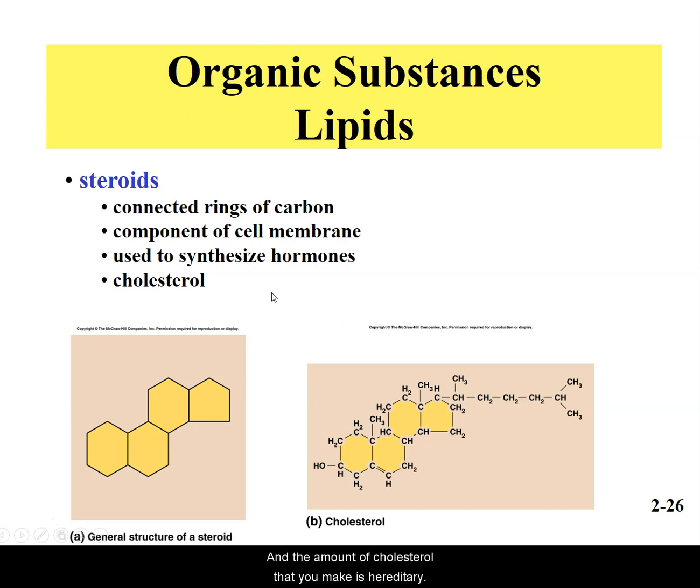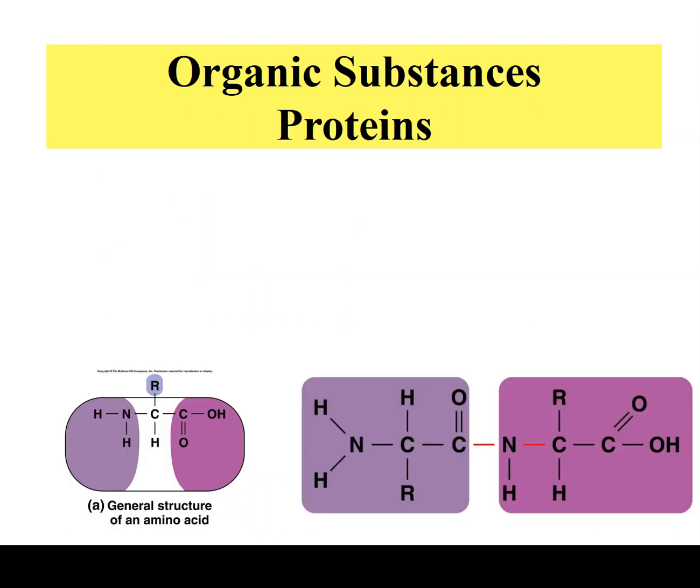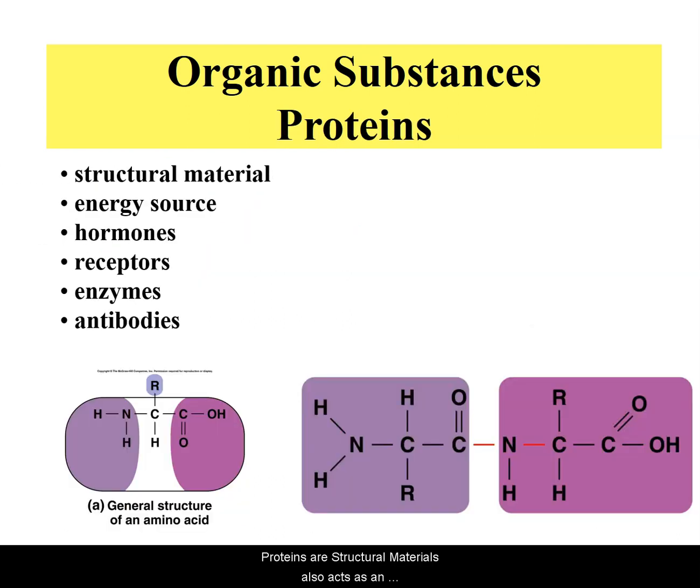And the amount of cholesterol that you make is hereditary. And so sometimes people who have a very good diet, low in cholesterol, still have to take cholesterol medication because their liver produces more than what it should, and that is a hereditary thing. Proteins or structural materials also act as an energy source.